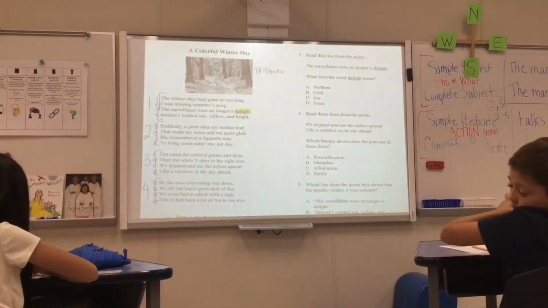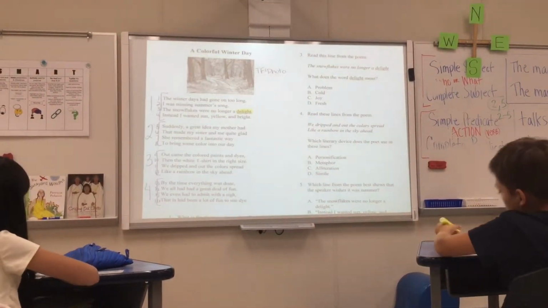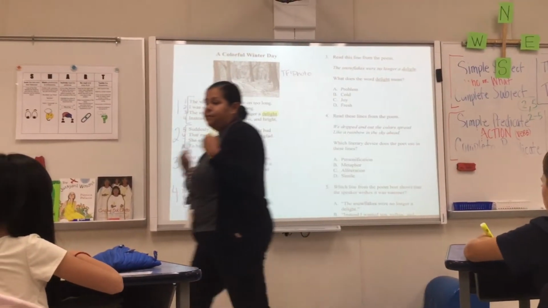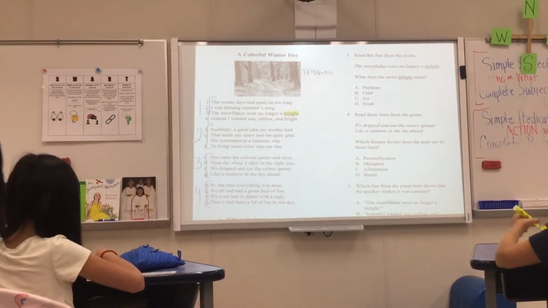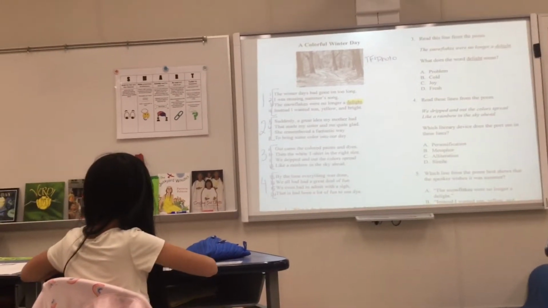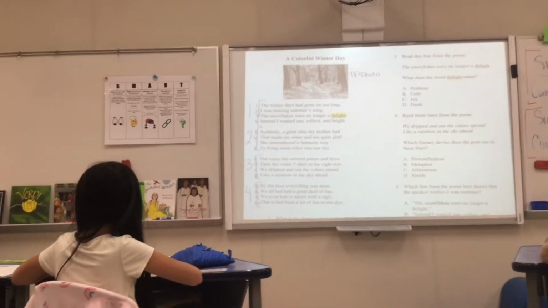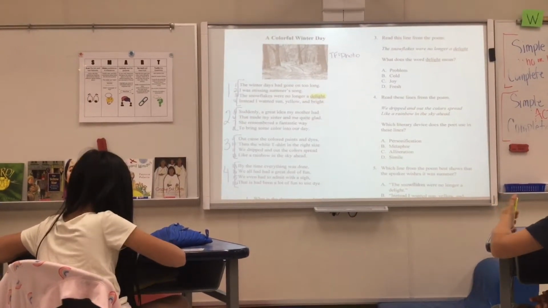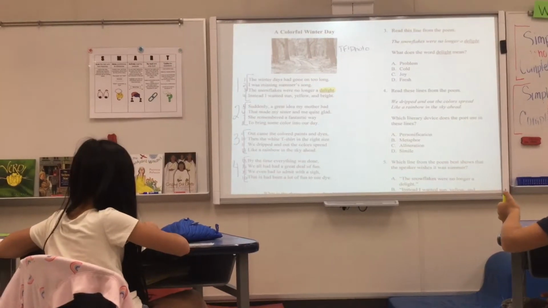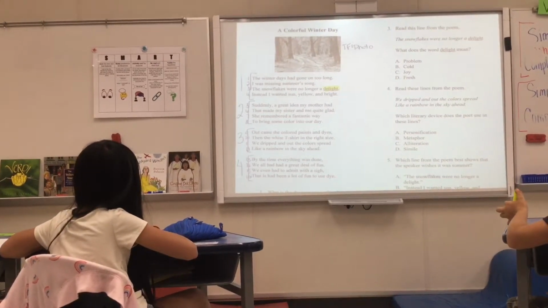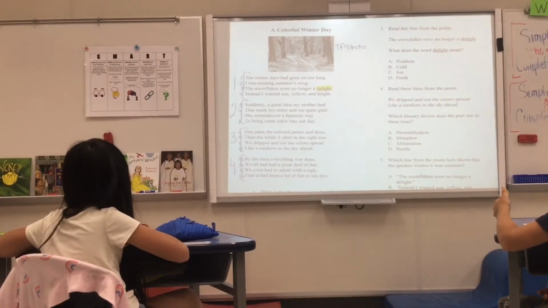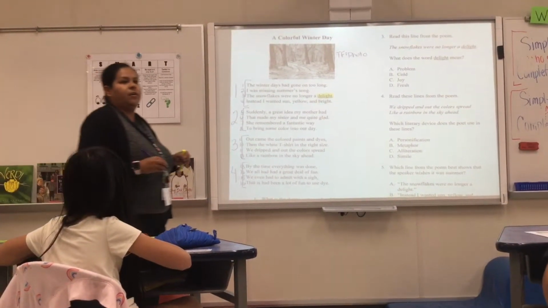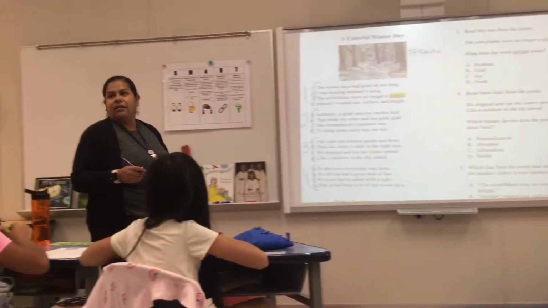Okay, so now that we did the S in SMART, which was scan and look for text features, now we're going to make predictions and infer. Before we start reading, we always got to think about what the story could possibly be about. This is called activating your prior knowledge, or activating your schema, as some people call it. What does that mean? Your teachers use that lingo. What do they mean by that?